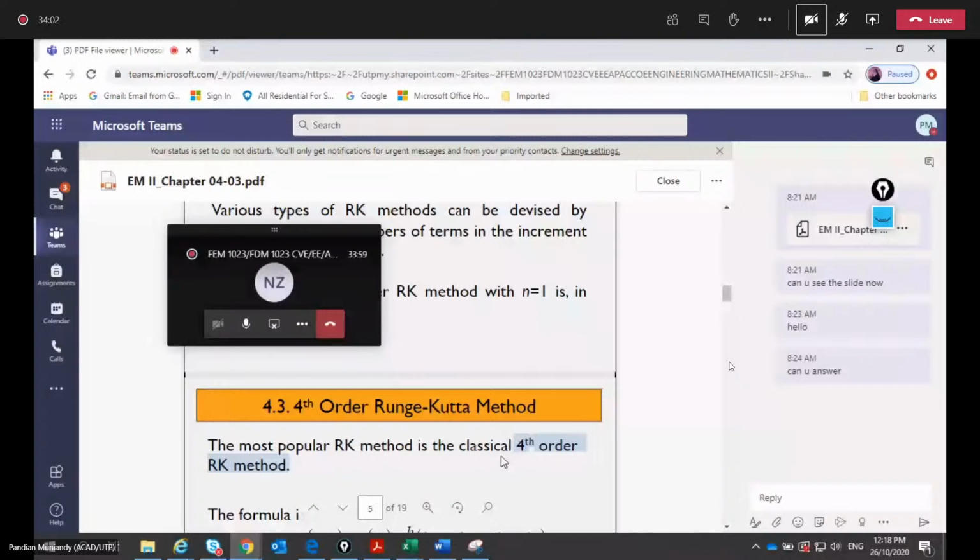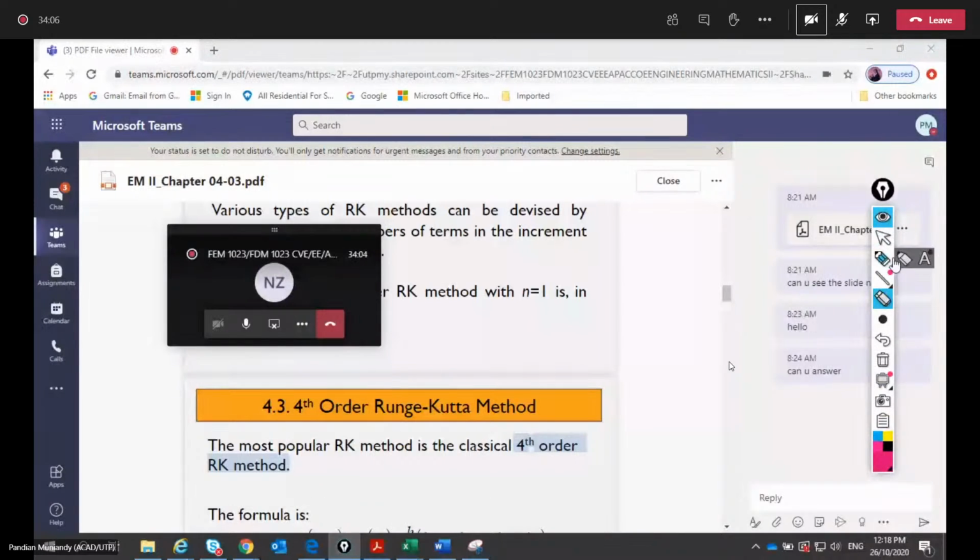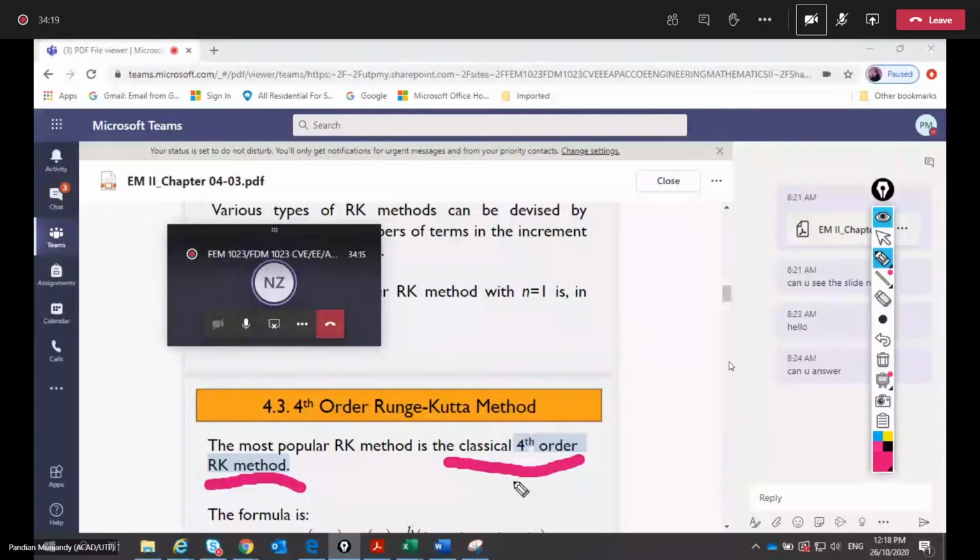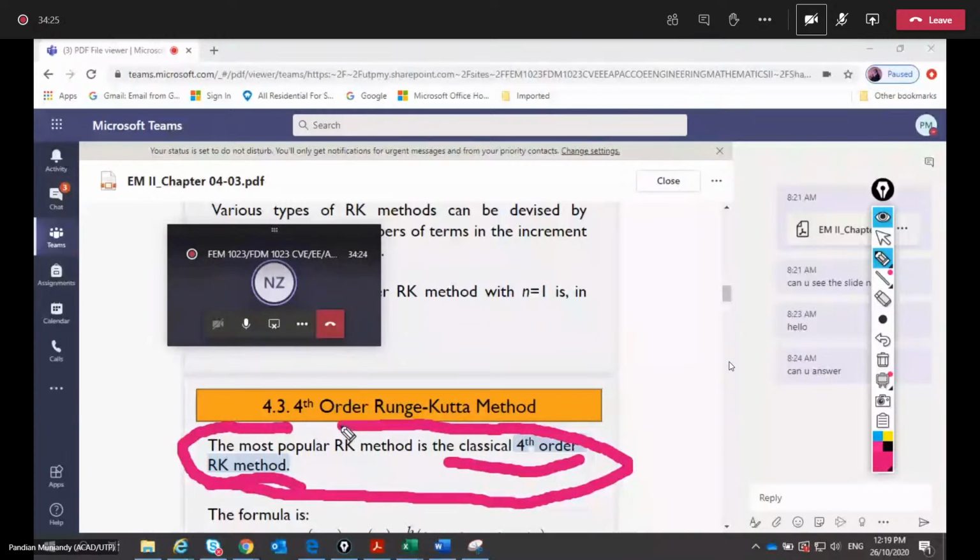The pen is not working, so I highlight. Can you see the pen? Can you see? I highlight in pink color. Yes, we can see pink color. I put it in a circle like that. Okay, now the pen is working.